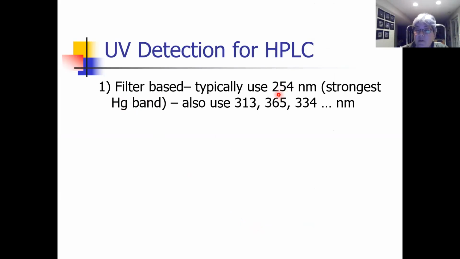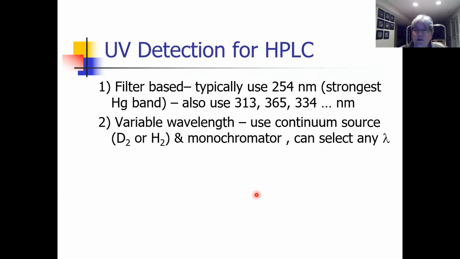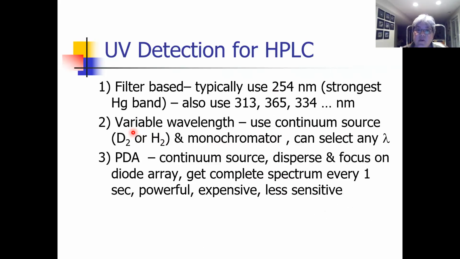So this is the most common line, and then you have a filter for that. You can also use a variable wavelength. So you would use a continuum source. Okay, remember the deuterium lamp, and then a monochromator. So remember what the monochromator does? It selects one wavelength. So if you have this kind, it's more useful because now I can select any wavelength in the UV range. There are also a few instruments that are more expensive but use a PDA.